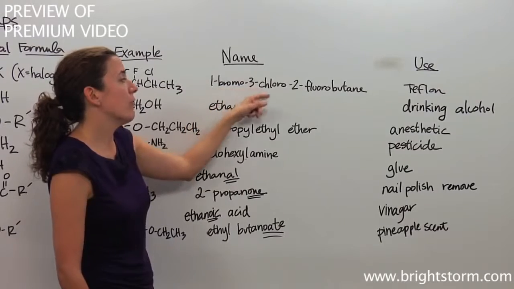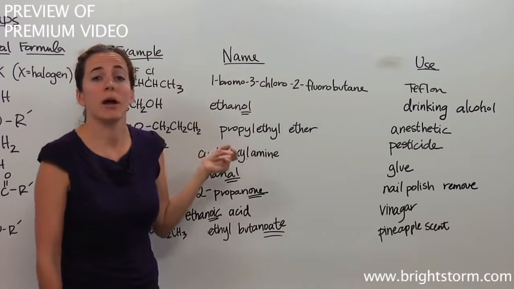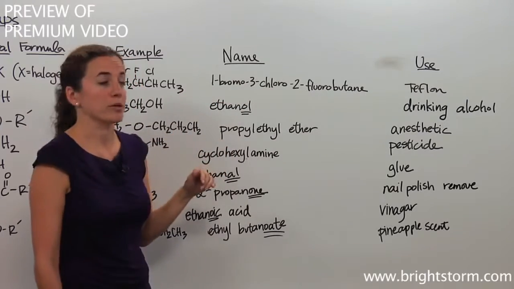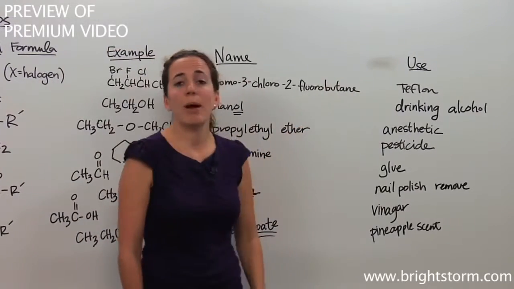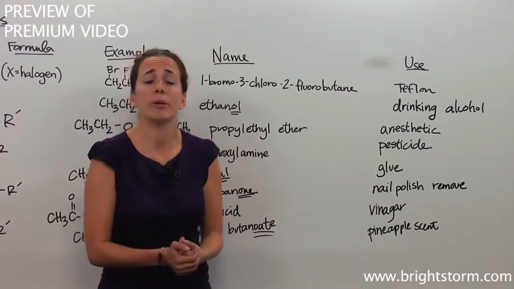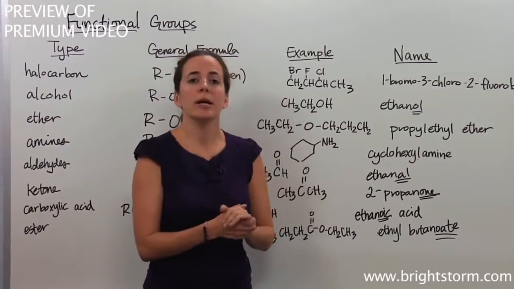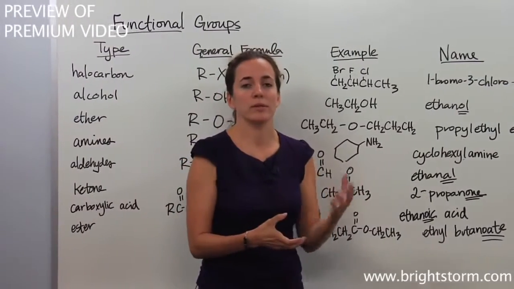And notice these are in alphabetical order. B, C, and F, even though the numbers are not the right way. Make sure your alphabetical order is always first. And a practical use for halocarbons is Teflon. Teflon's a halocarbon, the stuff that you use to make nonstick pans or something along those lines. Teflon is actually used quite often.